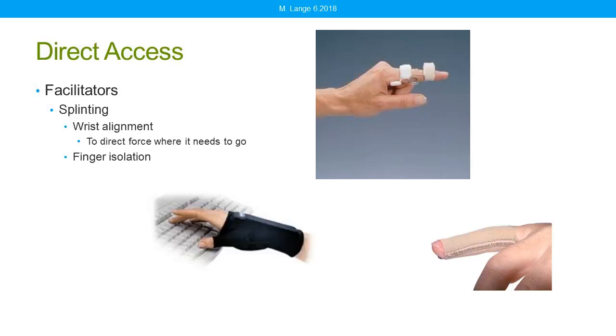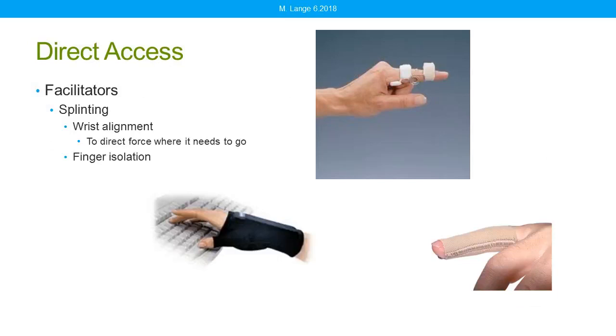Splinting can do two different things. First, it can align the wrist for the client so that the force goes where it needs to go. A lot of our clients have a very flexed wrist because of a lack of range of motion. And when that client with that very, very flexed wrist tries to reach out with a finger and touch an area of their display, the force tends to be moving forward from that hand rather than down through the finger, and it's because of the angle of the wrist.